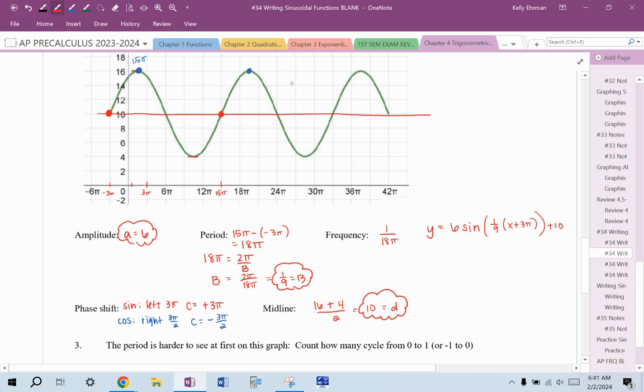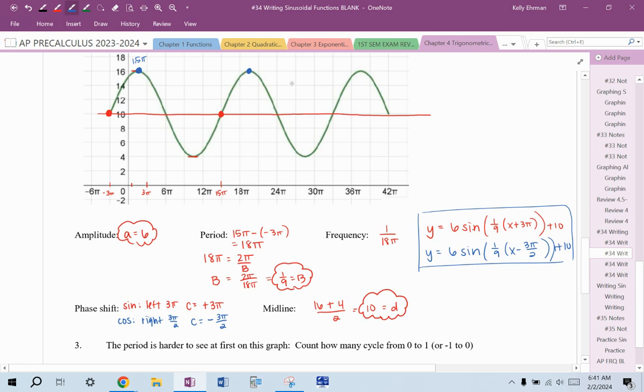Midline was 10, so plus 10. And the cosine curve, y equals, this is a positive cosine curve. So again, positive 6, sine of b was 1/9. Remember, the only thing that's going to change now is the c value. So it's x minus 3 pi over 2, or 1.5 pi, plus 10.